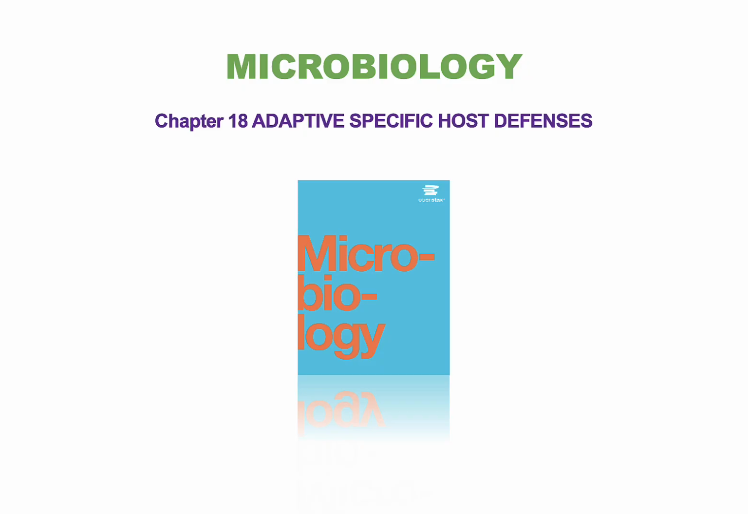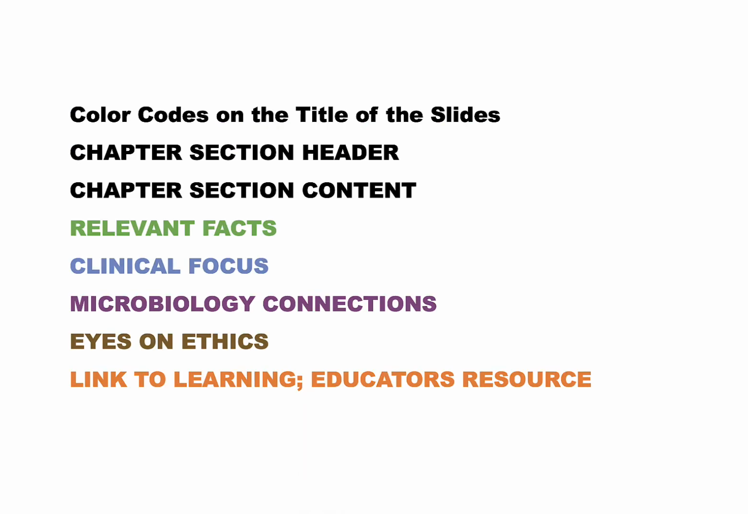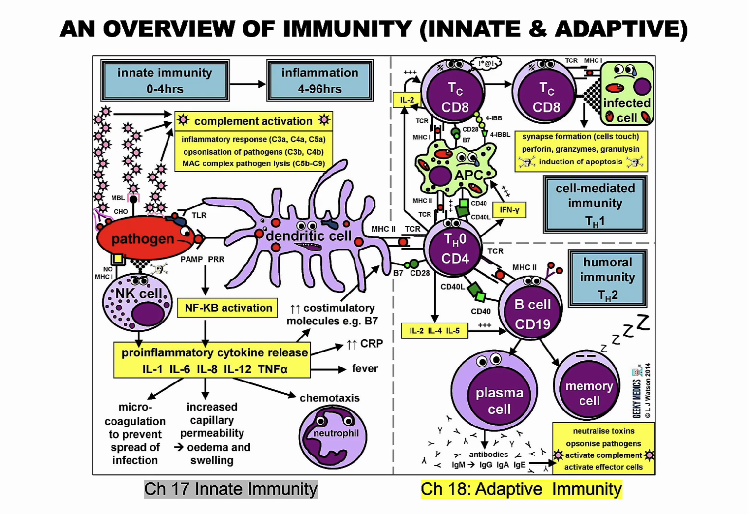Microbiology Chapter 18, Adaptive Specific Host Defenses. The immune system serves as the body's defense mechanism against harmful pathogens. Innate immunity is the first line of defense, providing immediate non-specific responses to infections.